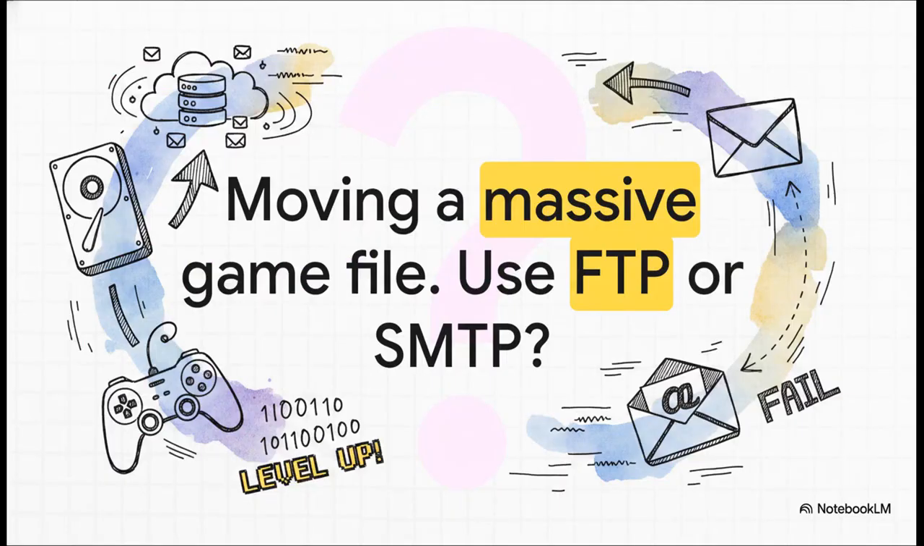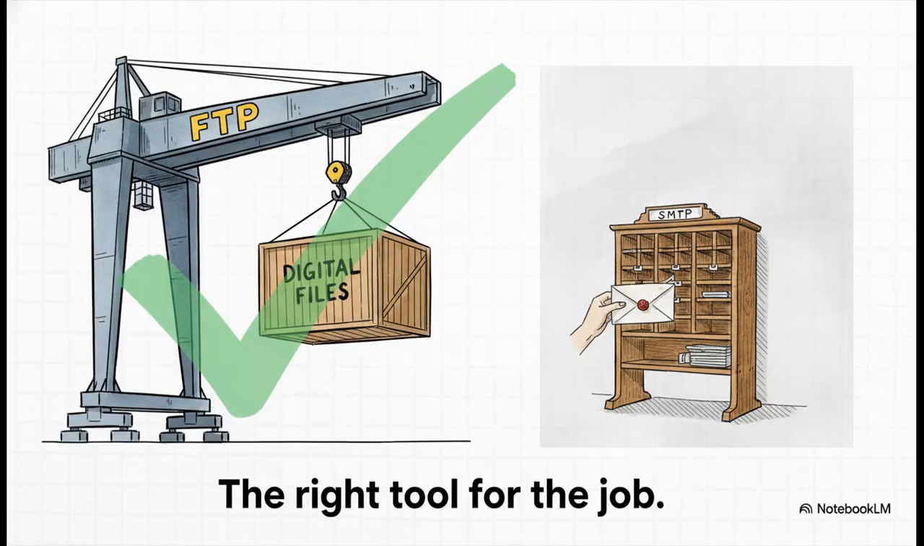Okay, level up, quick fire round. Imagine you're a game developer and you need to upload a massive game file to the main server. Which protocol are you using for that job? FTP or SMTP? 10 seconds on the clock, go. You got it, FTP. FTP is the cargo plane. SMTP is the mail truck. For a massive file, you always bring in the heavy machinery.